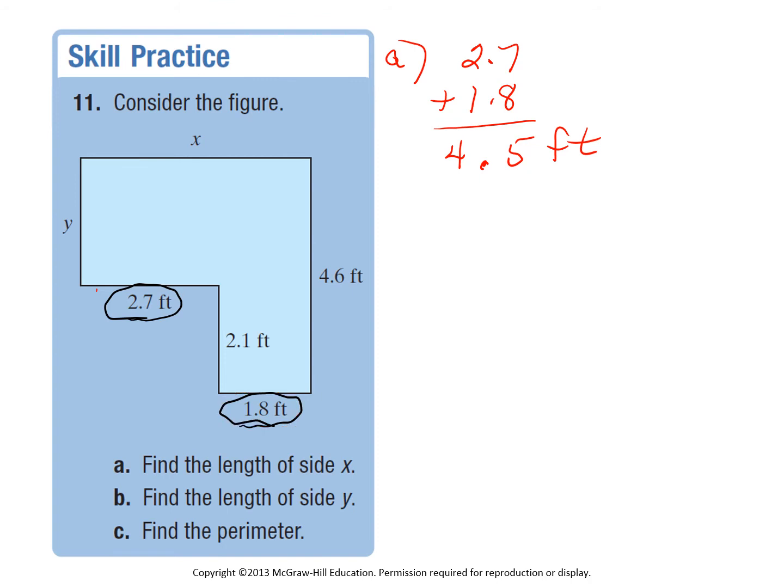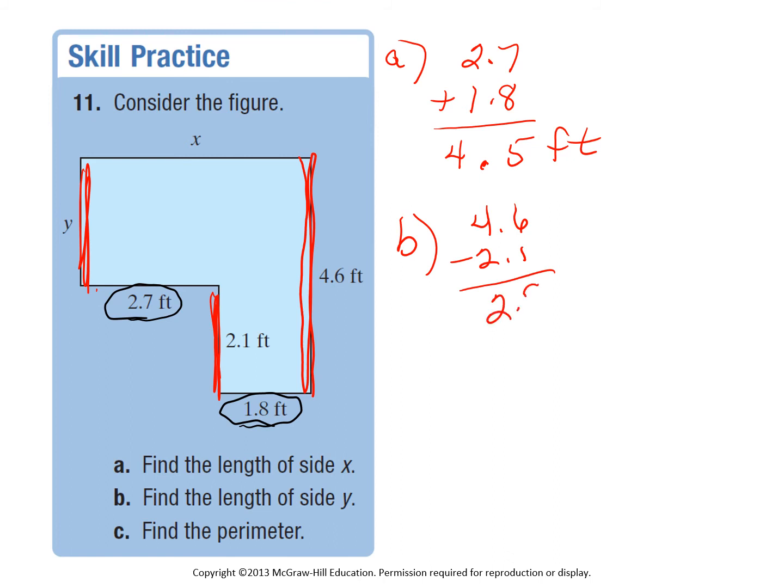Now when I'm looking for Y, I only look at the other vertical pieces. So I have 4.6, and here I'll subtract off 2.1 to be left with Y. So if I do 4.6 and subtract 2.1, I'll have 2.5 feet.